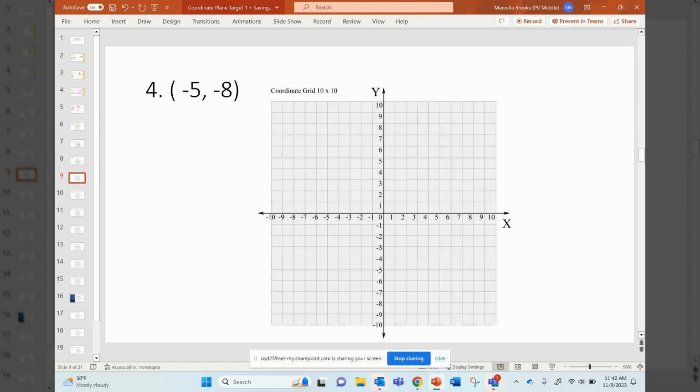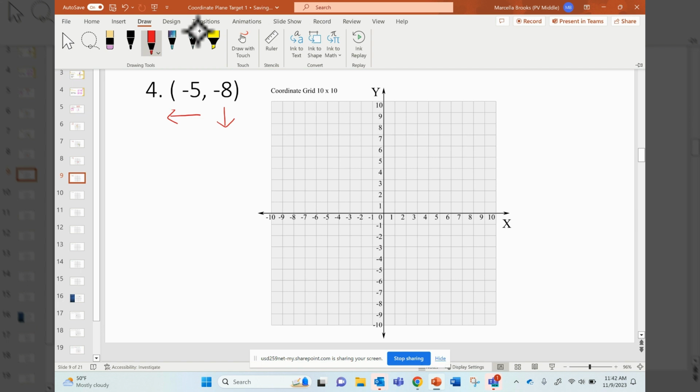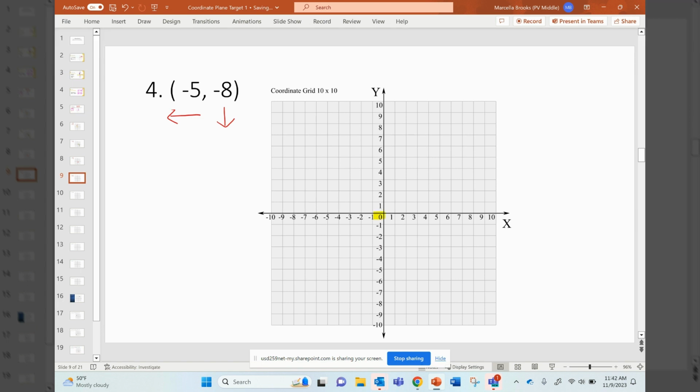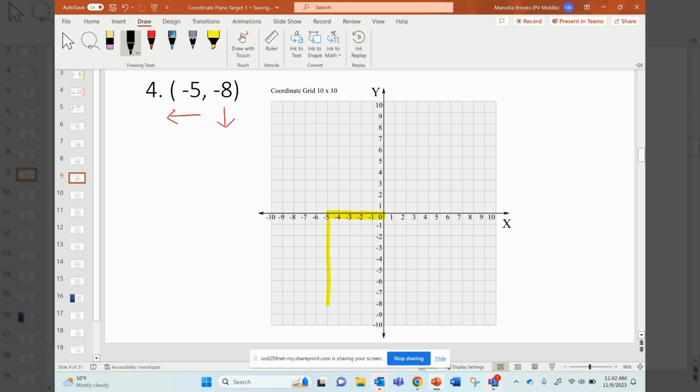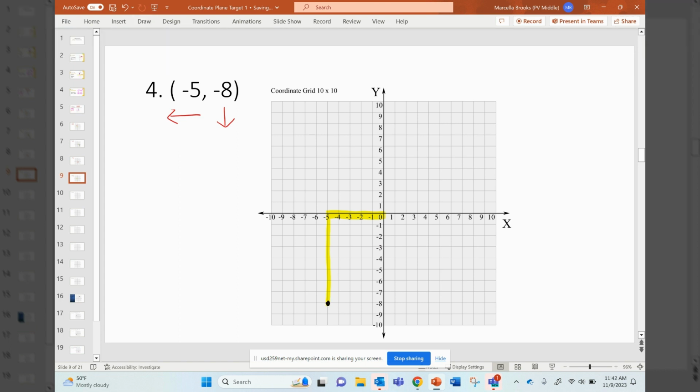All right, so you got -5, -8. That means I move left 5 and down 8. So I'm going to go left 5, show my path with my highlighter, left 5 and down 8. And then I make a point. So that's -5, -8.